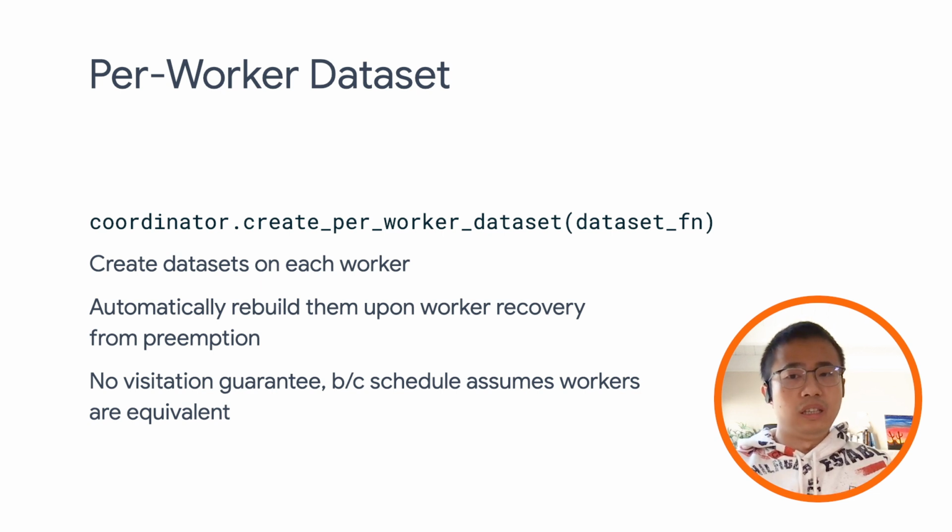This is because the schedule method assumes that workers are equivalent so that it can schedule to one available worker. And as a result, each worker may run an indeterministic number of steps. Actually, this create per worker dataset method creates the same dataset on different workers, except that they may be shuffled differently on different workers. Estimator doesn't provide visitation guarantees for training datasets as well. So in the short term, this is probably not a huge problem.